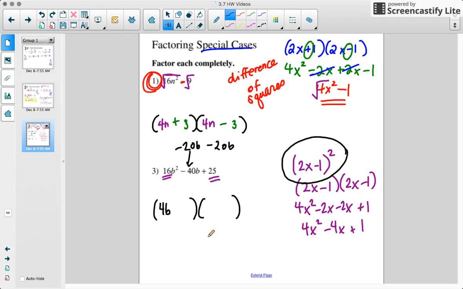So once you see these patterns, often you'll see that they show up over and over again, and you'll get better at solving them. So both of my first terms are going to be 4b, and I need to get a positive 25 out. So it's going to have to be negative 5 times negative 5. And I knew it was negative because this middle term is going to be negative. So my result here could look like this, or we could write it in an even more simplified version, which is 4b minus 5 squared.